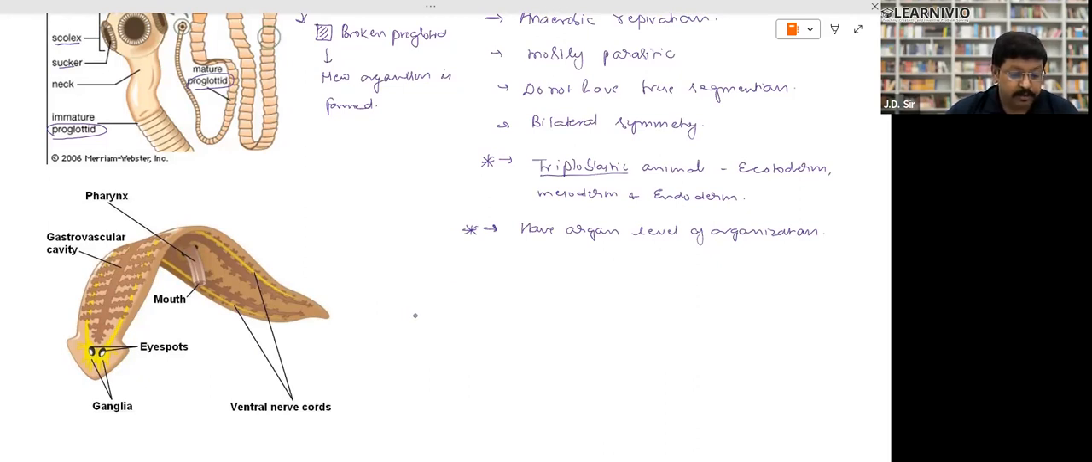A digestive tract normally is not present, right? Why? Because they do not require that. They are parasites, they take nutrition from some other body, right? If a digestive tract is sometimes present, exceptionally, it will be incomplete. That means there is no separate mouth and anus. All right.